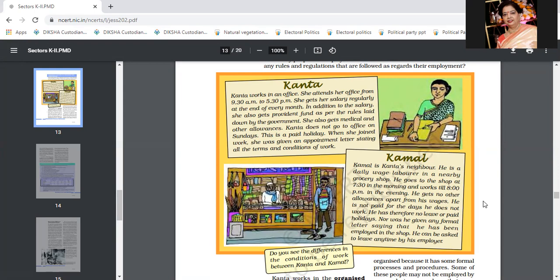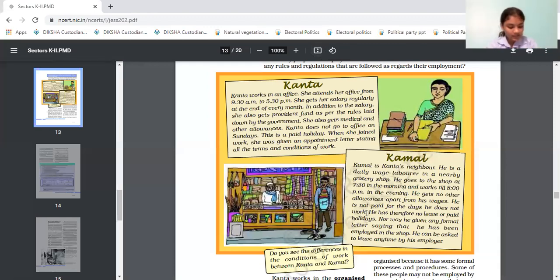The best examples of the organized sector are government employees, registered industrial workers, Anganwadi workers, village health workers, etc. Now we'll discuss the second case study, which is related to Kamal. Yes, Rashi, please.